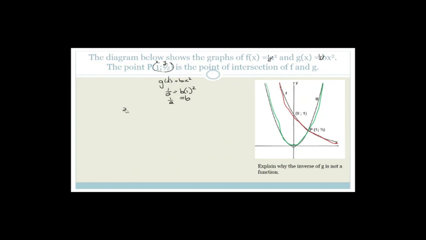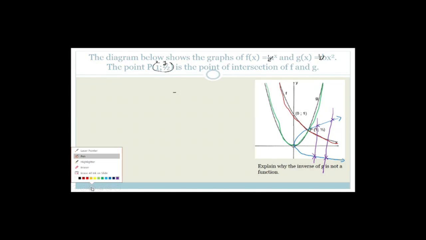If you look at the inverse of g, remember that you're swapping your x and y values and basically solving for y again. But g is a parabola, so what happens is you get a new parabola. This is a happy parabola, so you're going to end up with a new parabola that does this. And that is obviously not a function, because one of the easiest ways to prove if something is a function or not is the vertical line test. If we draw a vertical line through the graph and it cuts the graph more than once, then it is not a function. So the inverse of g is not going to be a function because it will fail the vertical line test.